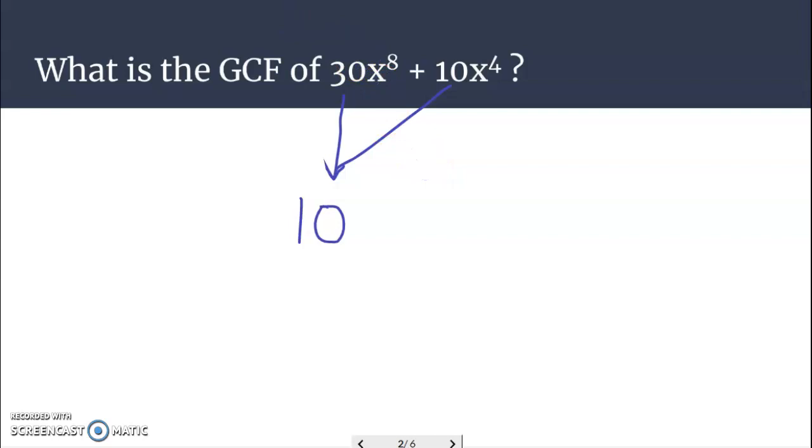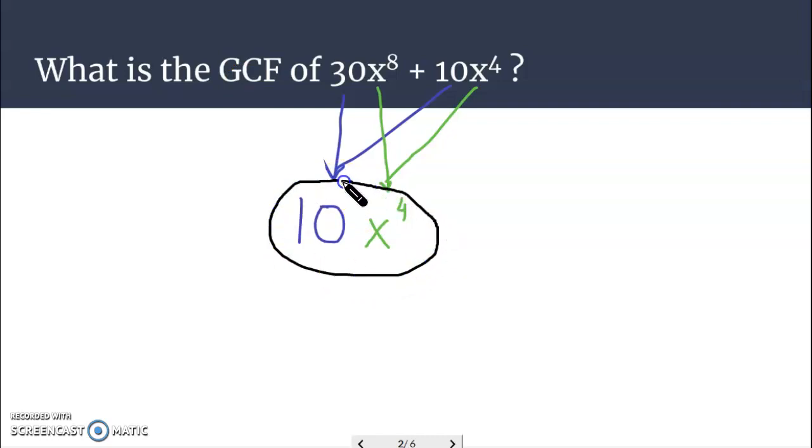Then we come to the exponential terms, x to the 8th and x to the 4th. When finding the greatest common factor with exponential terms, it is always going to be the lowest exponent, in this case x to the 4th. Putting it all together, the greatest common factor of 30x to the 8th and 10x to the 4th is 10x to the 4th. The lower term here divides evenly into the larger term.